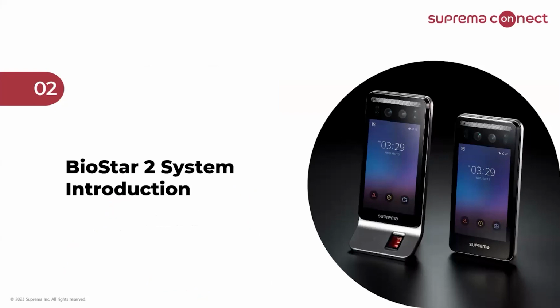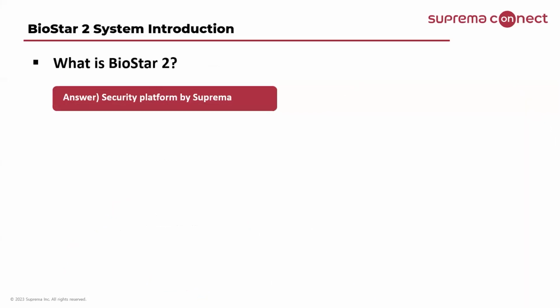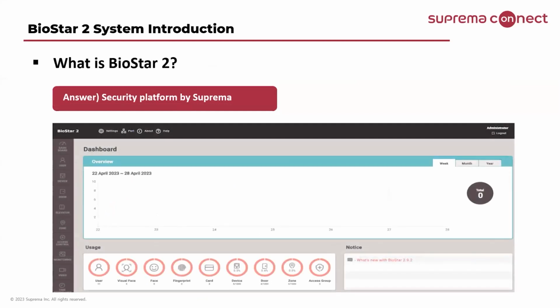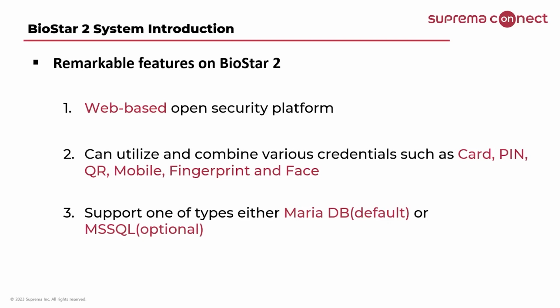The second chapter is BioStar 2 System Introduction. What is BioStar 2? The answer is a security platform developed by Suprema. It can manage access control, time attendance, and other security platforms simultaneously. There are remarkable features on BioStar 2.